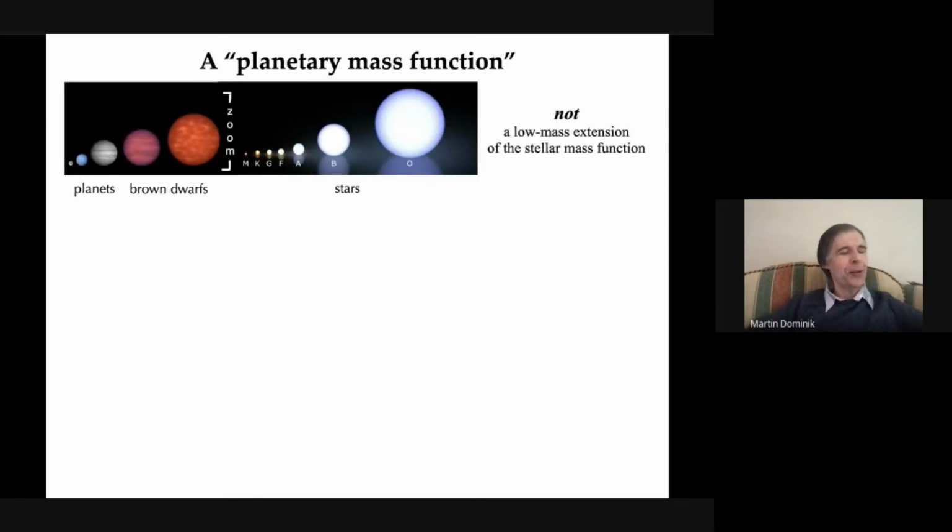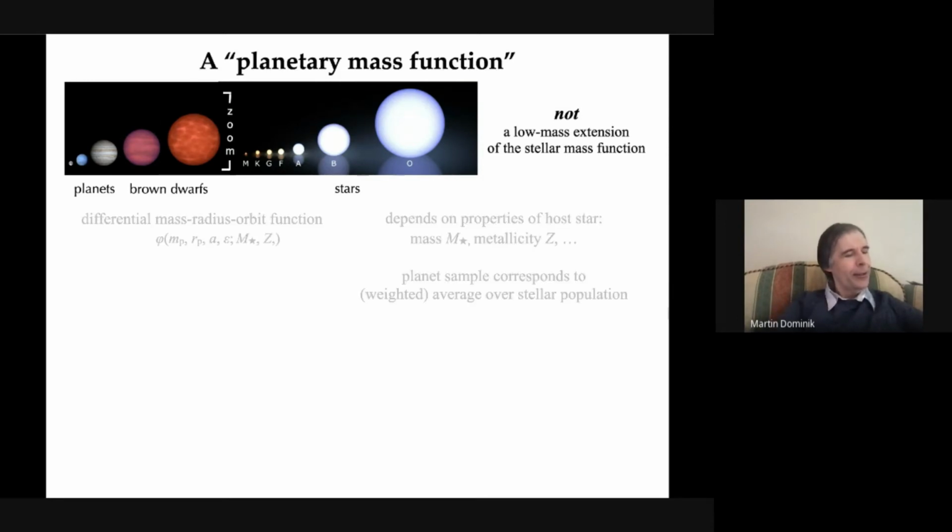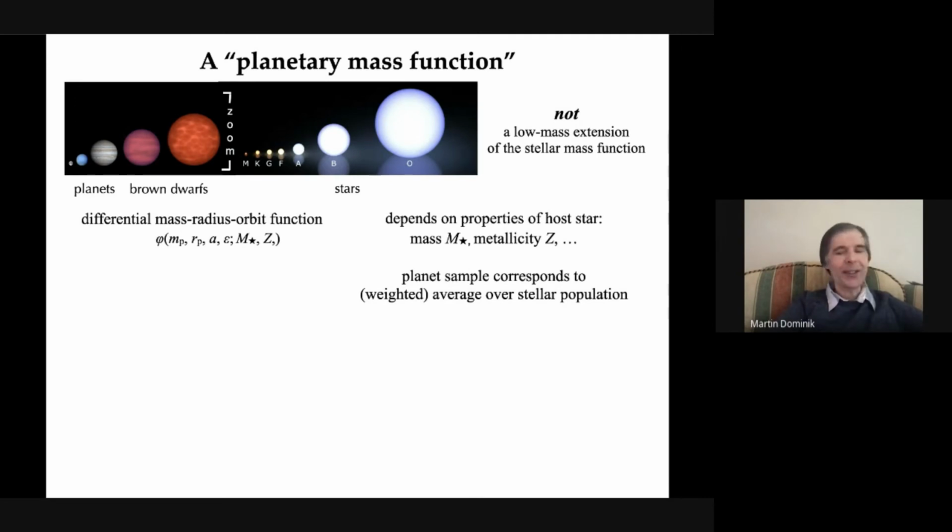A planetary mass function must, however, not be viewed as a low-mass extension of the stellar mass function. Planets do not form as independent objects, but from the circumstellar disk, so that their demographics will naturally depend on the properties of their host star, most prominently its mass and metallicity. Moreover, planet demographics are also characterized by the planetary orbits, so that a differential mass-radius-orbit function has at least 6 parameters, and any planet sample corresponds to a weighted average of the underlying specific stellar population.